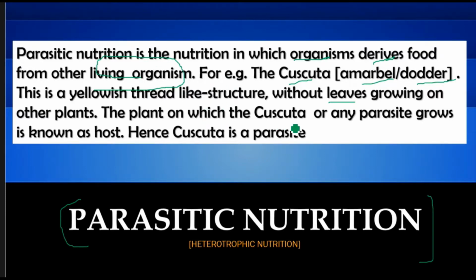The plant on which Cuscuta or any parasite grows is a host. Now it grows on another plant and derives the nutrition from that living organism, that is a plant, and the plant on which it grows is known as the host. Hence, Cuscuta is a parasite.